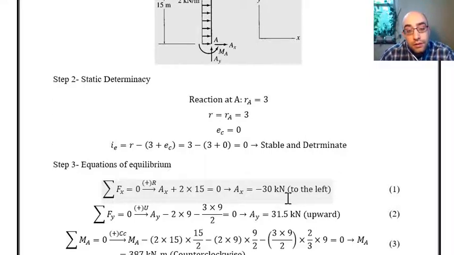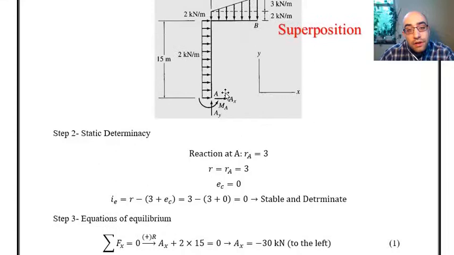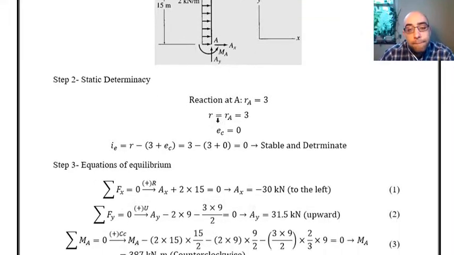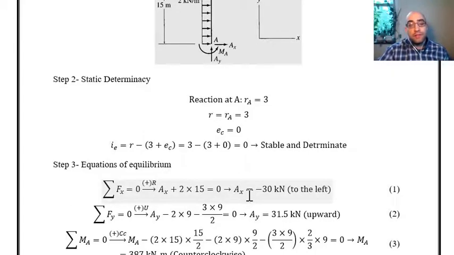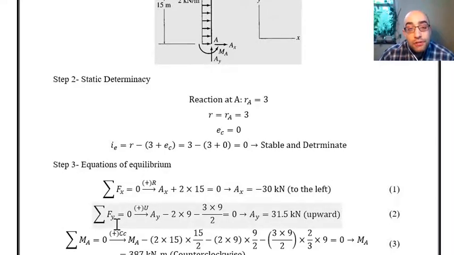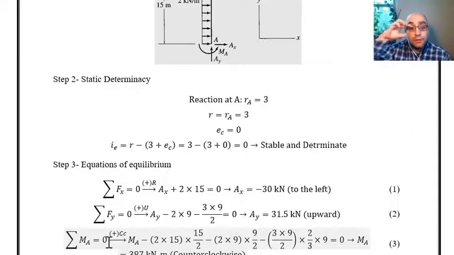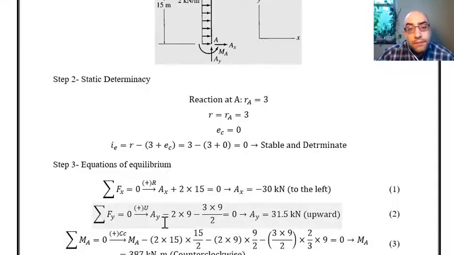I'm concluding this, or I can say this is to the left direction because the value is negative, meaning the assumption that I had about the direction at first is wrong, and it should be exactly in the opposite direction, and the reaction of A in the x direction is to the left. So, based on summation of forces in x direction, I could find the horizontal reaction at point A. Now I can write this equation for the vertical direction. Summation of forces in y direction is equal to 0.